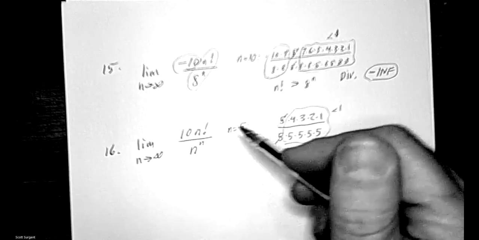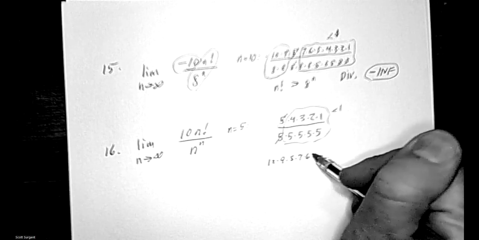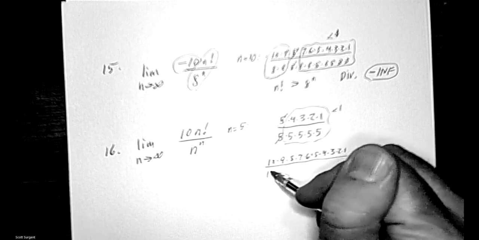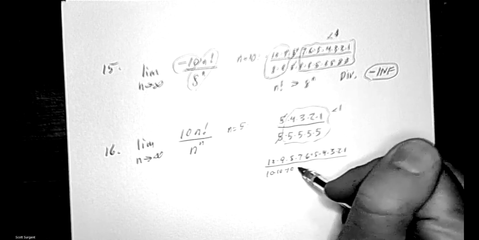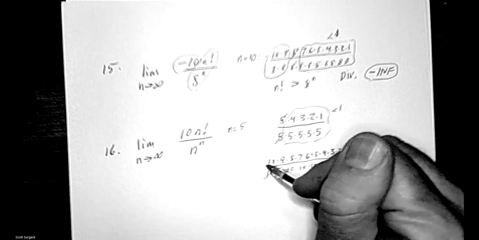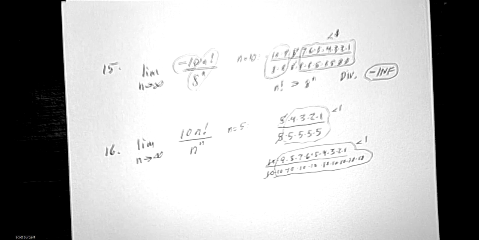What if I did it for 10? So I have 10, 9, 8, 7, 6, 5, 4, 3, 2, 1. And on the bottom, I have 10 tens. Again, you can see that you're always going to get a smaller quantity on top than on the bottom. Do you see that?